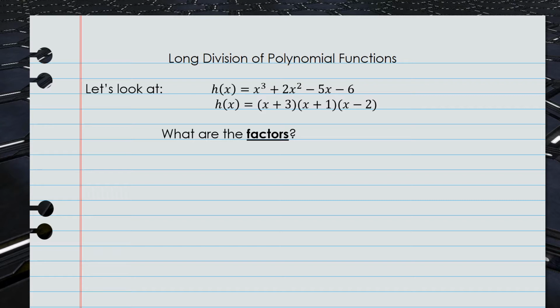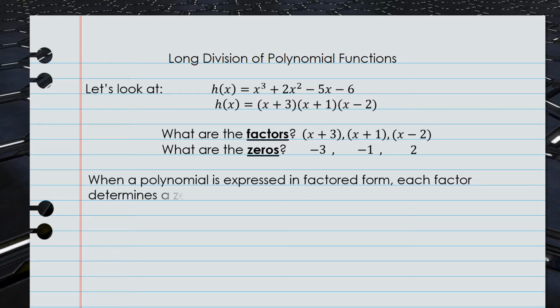Well, since it's in factored form, yes, we can identify the factors. The factors would be x plus 3, x plus 1, and x minus 2. Now, my next question, what are the zeros? Well, looking at your first factor, what value would make x plus 3 equal to 0? Well, that would be negative 3. And what about your factor of x plus 1? What would make that equal to 0? Negative 1. And how about the last factor of x minus 2? Well, that would be 2.